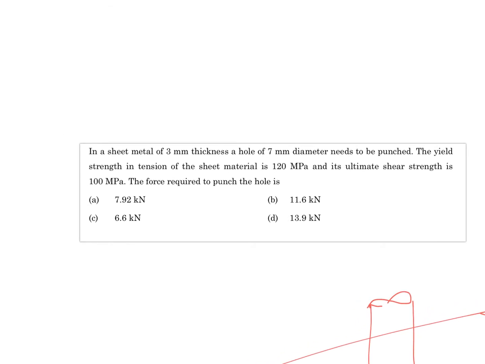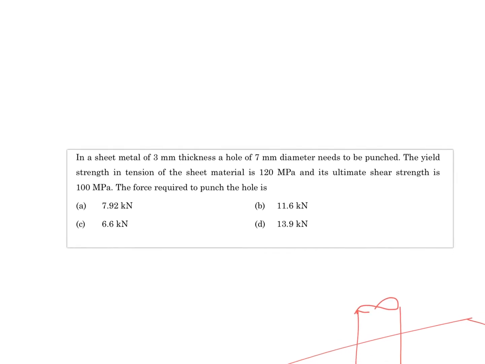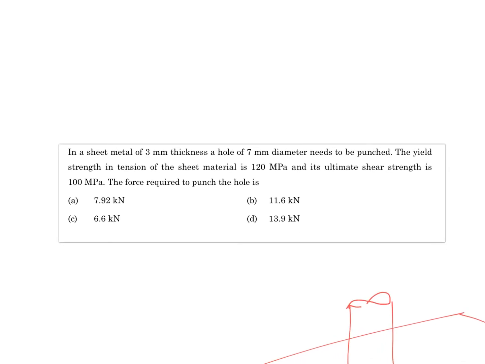Now move to the fourth question. The fourth question is again pretty straightforward. In a sheet metal of 3 mm thickness, a hole of 7 mm diameter needs to be punched. The yield strength in tension of the sheet material is 120 MPa, and the ultimate shear strength is 100 MPa. The force required to punch the hole is?